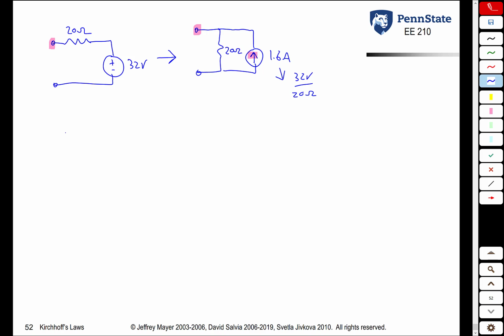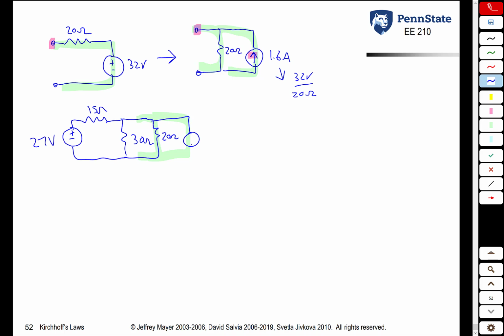We can now stick that back into this circuit here. So we have 27 volts, 15 ohms, 30 ohms. Now we're going to stick in this green thing there and there. 20 ohms, 1.6 amps. We get that. Once again, this allows us to go another step because now we have this 30 ohm and 20 ohm in parallel. We can now combine these.